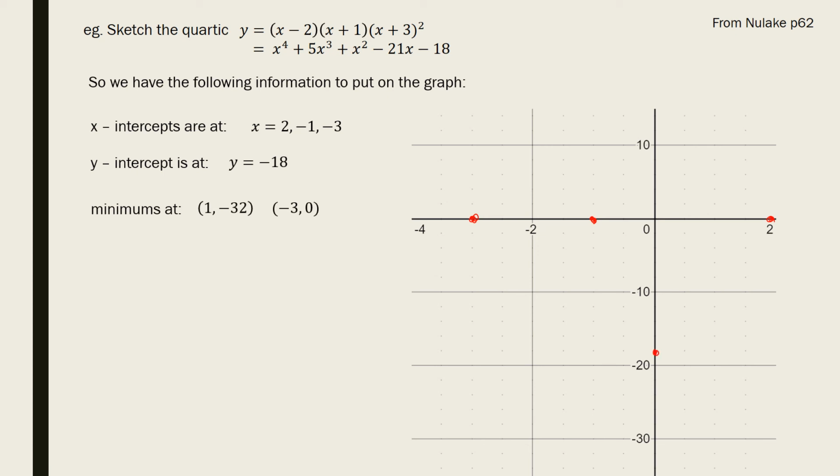And we've got our two minimums at 1, negative 32, which is down here somewhere. And we've also got one at negative 3, 0. And we'll just indicate that that's a minimum by putting a little scoop there. And we know that it's at negative 3, 0, and we know that that's a minimum there, so we can do a little scoop there showing that it's a minimum. Our maximum is at negative 1.75, 4.395, so that's about at that point there.